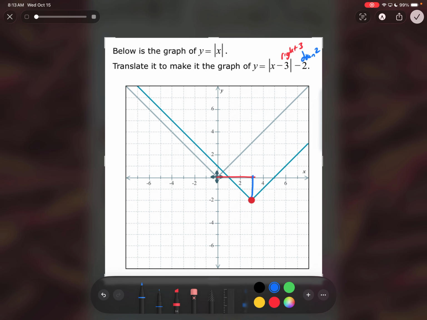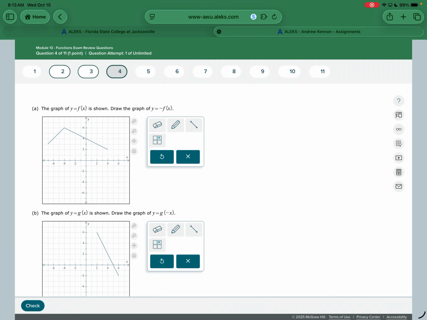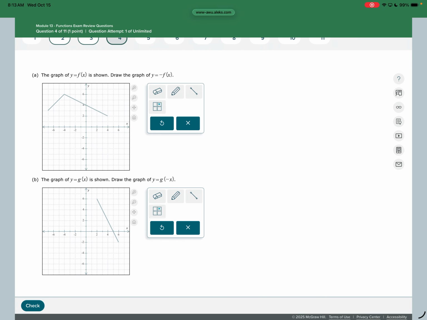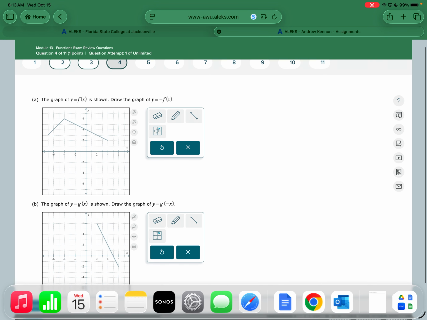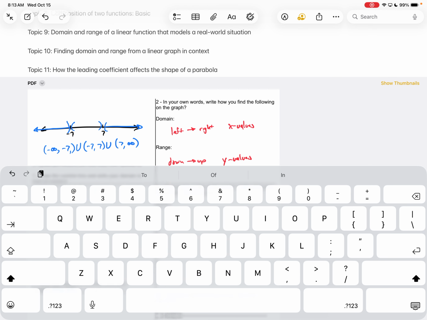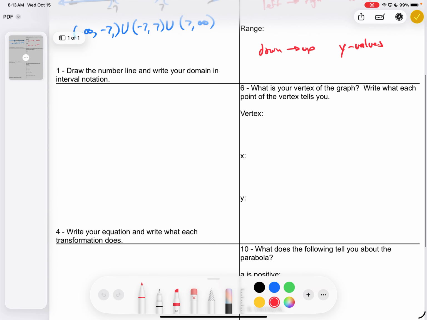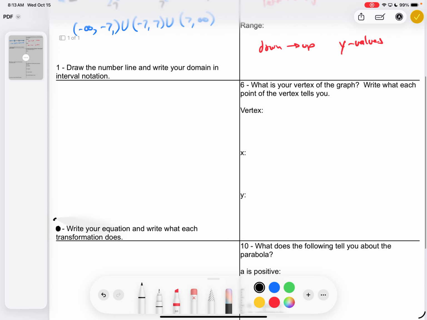All right, number 4 is on the test work page. Write your equation and write what each transformation does. Oh man, that needs to be number 3. Can we change that to number 3? Because number 3 would work a lot better on that one than this one. So remind me to change that on the test. Sorry. Let's change this.